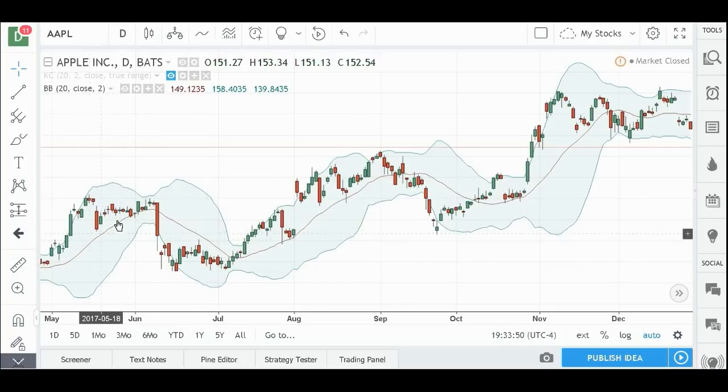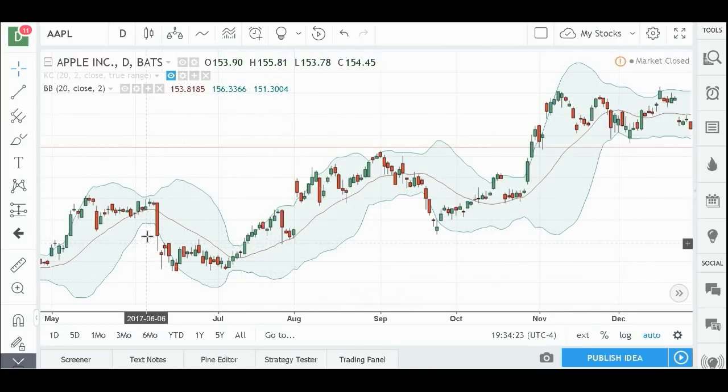Bollinger Bands have a midline, okay? And that is basically just the 20-day simple moving average, the midline. And then you've got the upper band and the lower band. The upper band is two standard deviations above the midline, and the lower band is 2 standard deviations below the midline. And that's why you've got the 20 and the 2. And the close, meaning they're using the closing prices to calculate all these things. All right, so it's pretty simple in concept.